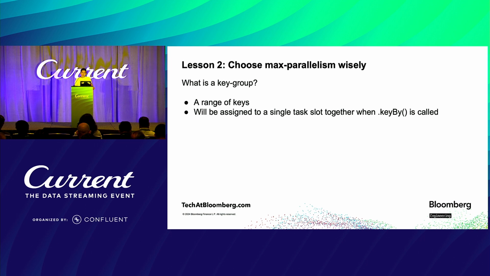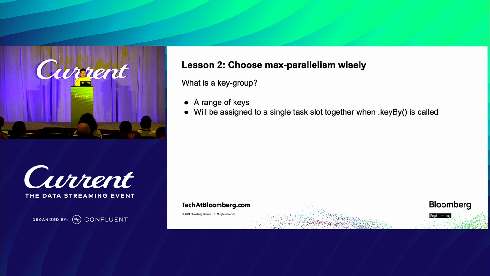So we mentioned our max parallelism determines the number of key groups that we will have in our state partitioning, right? Now you may wonder, what is a key group? A key group is basically a collection of keys that will be assigned altogether to the same task slot when keyBys are executed.